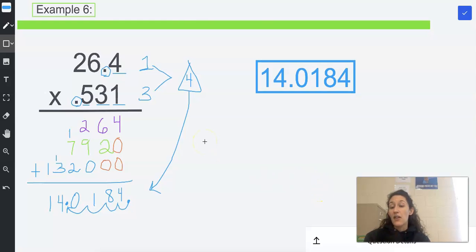And then I think about if this makes sense. Well, 0.531 is pretty close to 0.5, and 0.5 is equal to a half. So think about it. Half of 26 is about 13, so 14, that makes sense.